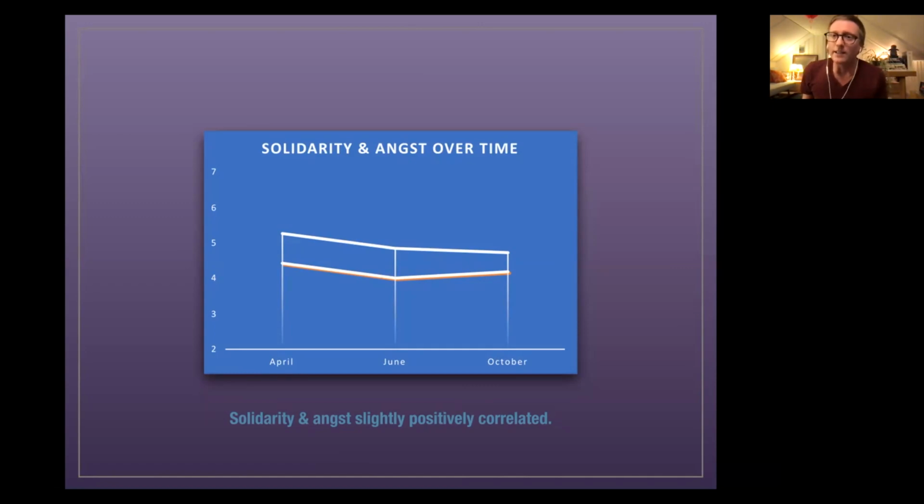And importantly, these are not opposites to each other. It turns out that solidarity and angst are actually slightly positively correlated. It's a small correlation, but it's positive, which means that you could feel like your community is rallying and finding common purpose, but also be really worried about your community's future. And it turns out this is important because they consistently operate as completely independent predictors of the mental health outcomes.